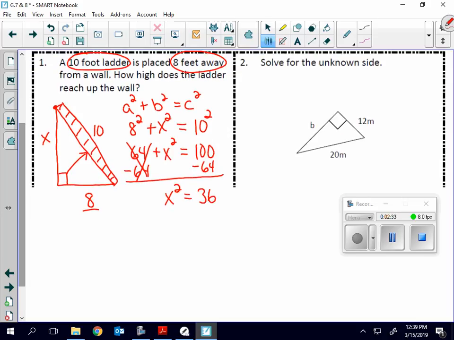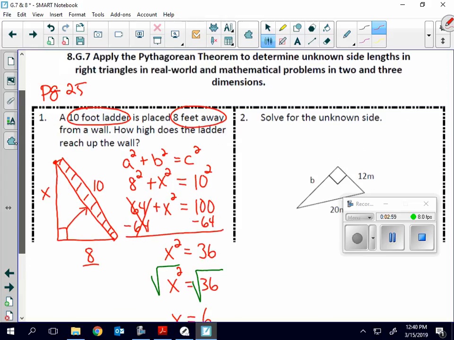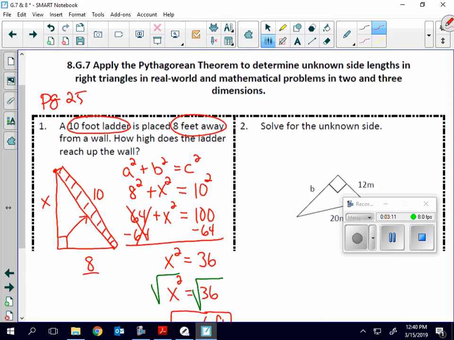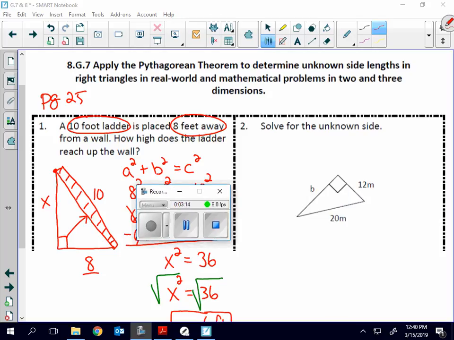So to undo the squared there, I need to take the square root. So I'm going to show that in another step here. If I write that again now, on top of it, I'm going to put the square root sign. Okay, that square root undoes the squared on the x, leaving me with plain old x. And we know that the square root of 36 is 6. And what do we have here? This ladder is in feet. So 6 feet would be our answer. That would be how high up the wall the ladder is.